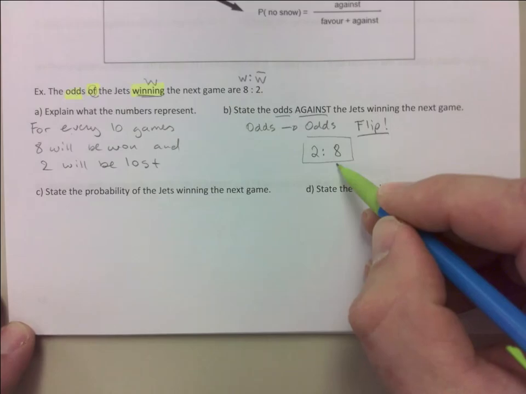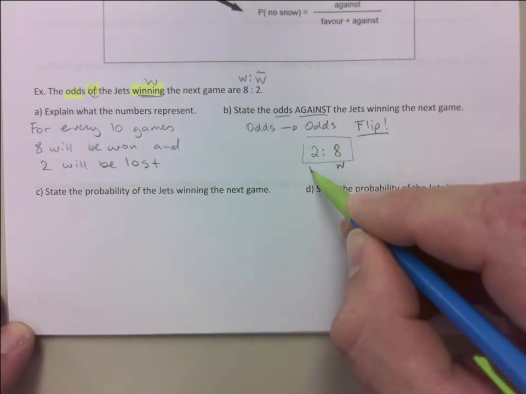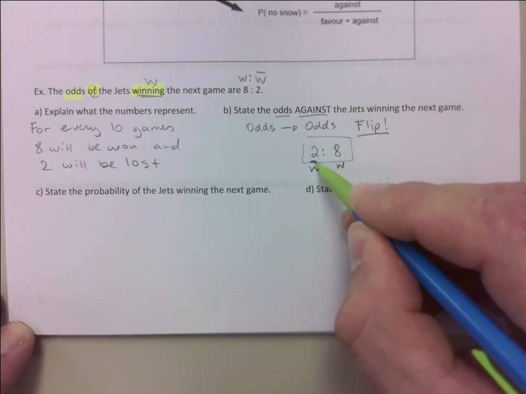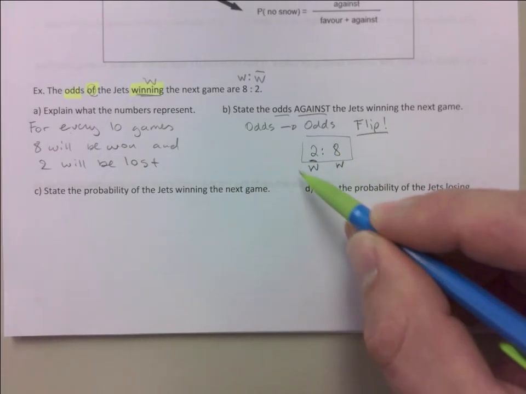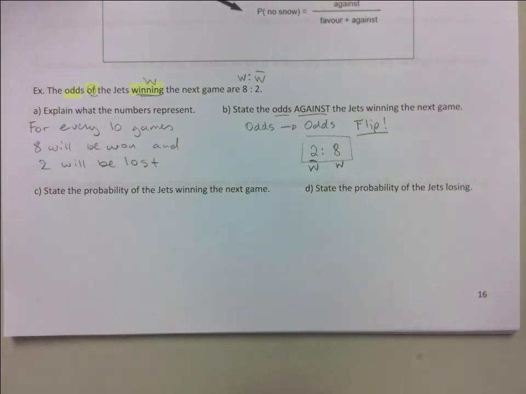This still represents winning, guys. The first number represents not winning. We just put that up front because this is kind of saying the odds against. Okay.